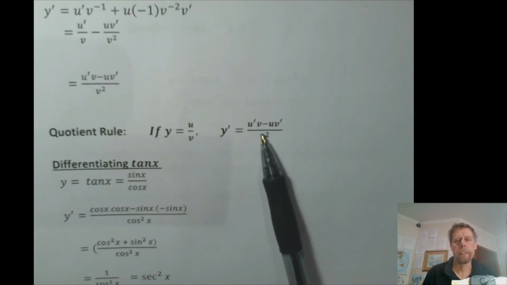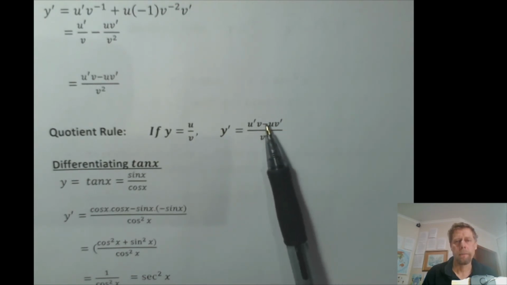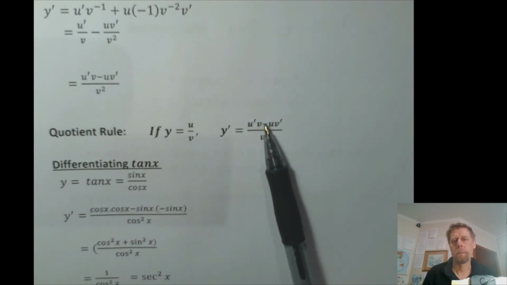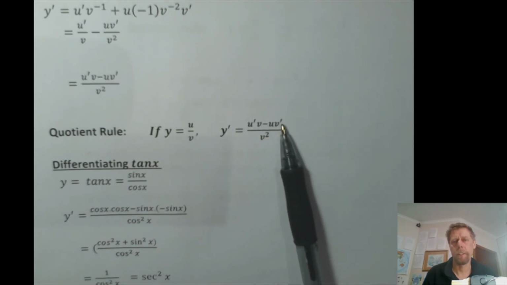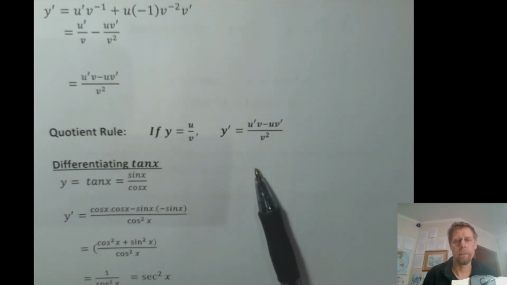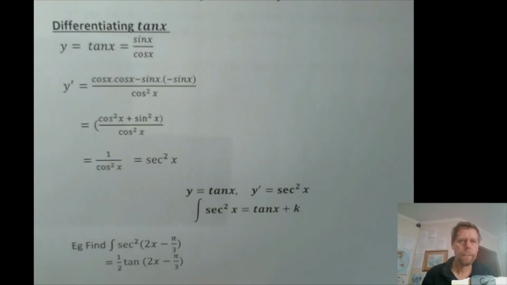So it's very similar to the product rule, except you'll see there's a minus there. The structure is similar. U dash v used to be a plus, now it's a minus, and then uv dash. Then you divide the whole lot by v squared. So it's pretty easy to remember. Just think of the product rule, and there are these two minor changes that you have to introduce. Let's use the quotient rule now to differentiate tan x.